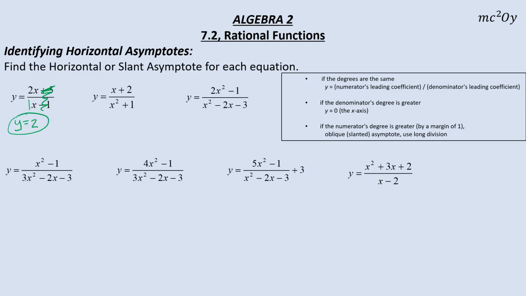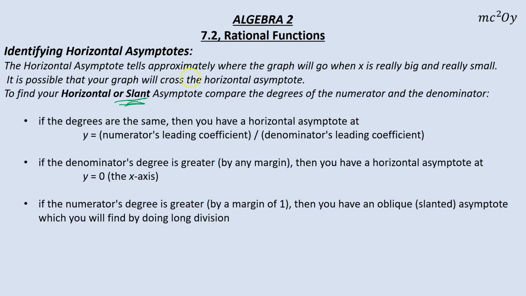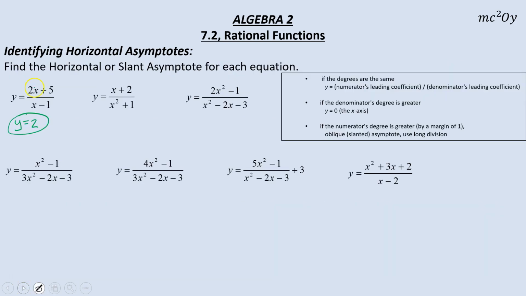Now you might be saying, well, what in the world? How do you know that? Well, remember, the rule is the horizontal asymptote tells us where the graph will go when x is really, really big or really, really small. So let's focus on the really big for a minute.